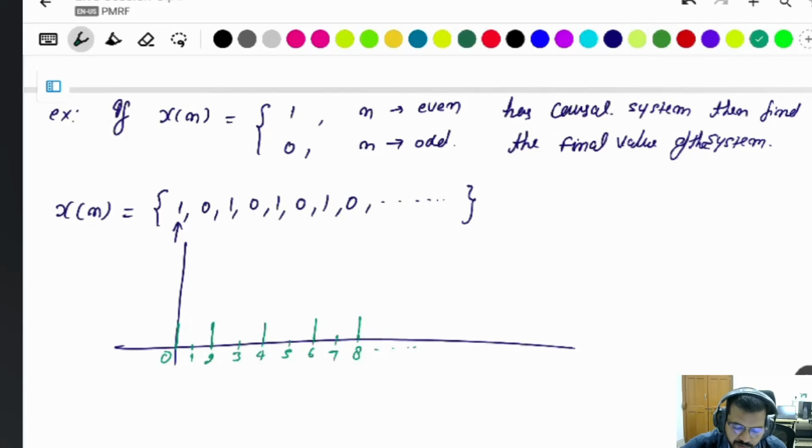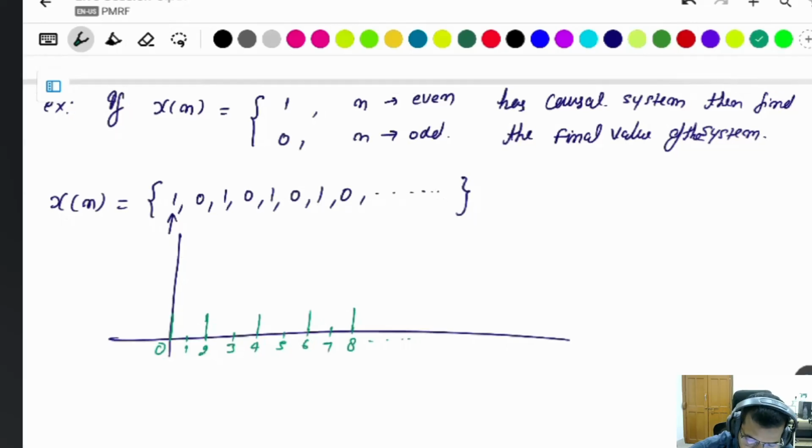Can you find this type of signal? If you have an expression, then you can easily find the Z transform. After that we can apply the final value theorem, and we will get the final value of this function. But here we can't directly predict the final value. It will be 0 or 1. Then how can you find it?